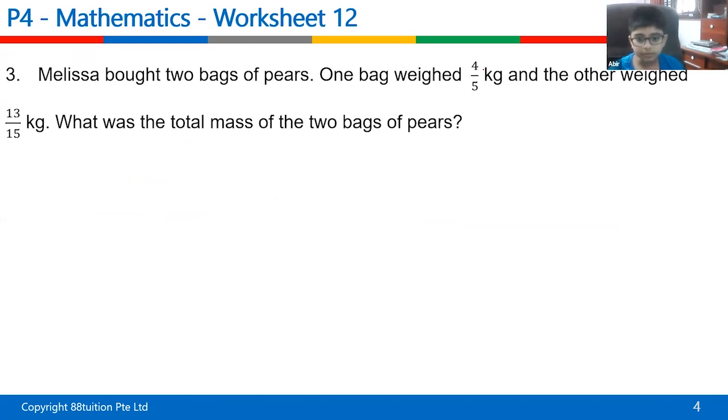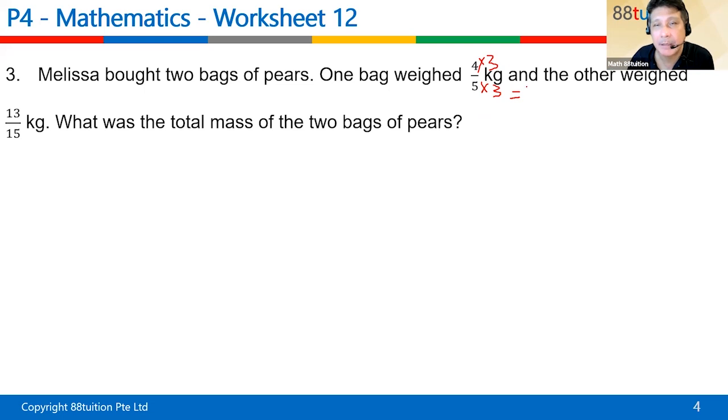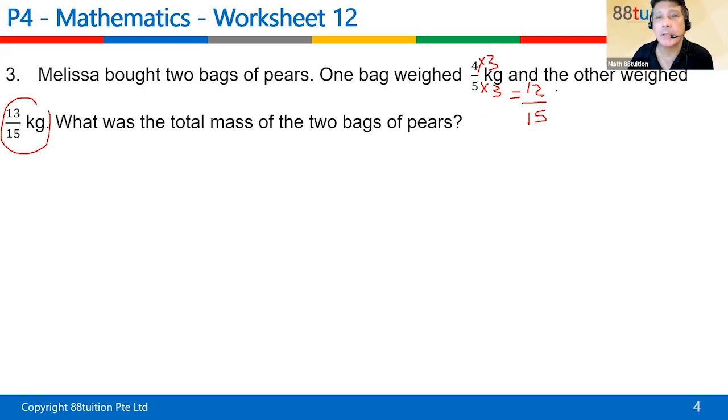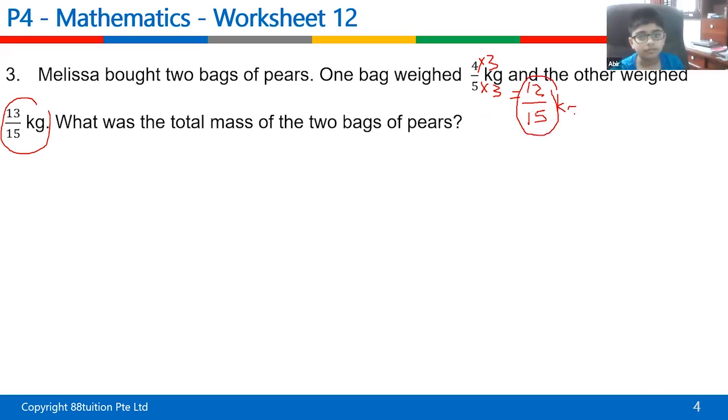5 times 3. So the first step is conversion, right? Conversion, numerator and denominator both times 3. What do we get? 12 out of 15. All right. And 13 out of 15 kg plus 12 out of 15 kg. So now these 2 fractions you want to add together.